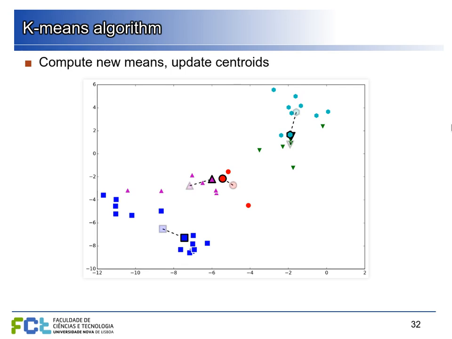And now what we're going to do is to compute the mean point for each of the clusters. So we've assigned all these blue squares to these blue square centroids, and now we're going to average all the coordinates and compute the mean point for these. So this would be the new place of this centroid here, this prototype. We're going to do the same for all the other centroids. So now we have the centroids in different places.